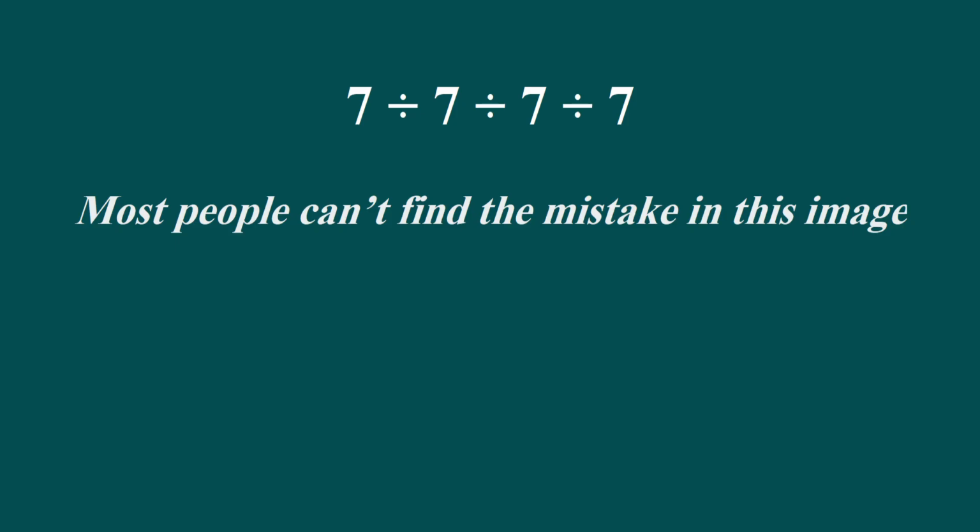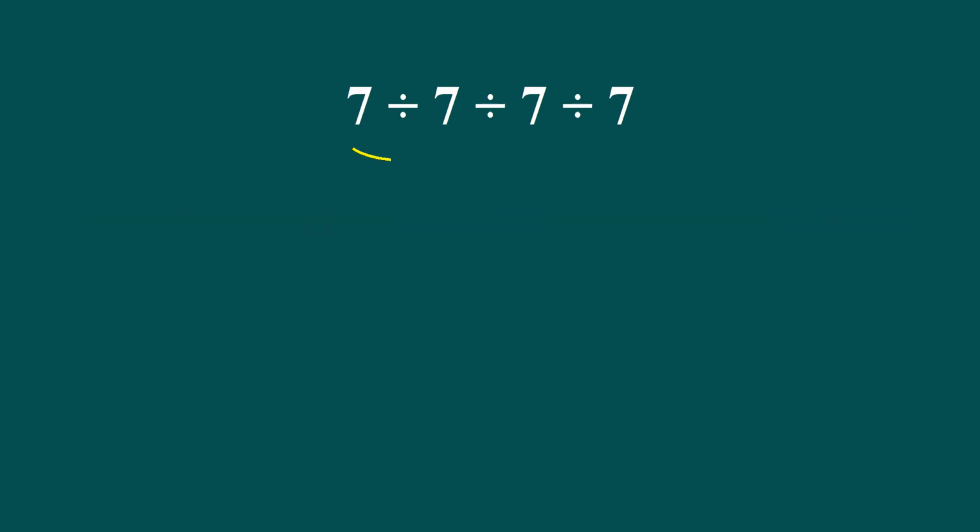In this episode segment, 7 divided by 7 equals 1, and 7 divided by 7 equals 1. Now we have this problem, 1 divided by 1 which equals 1. But this answer is not correct because according to the order of operations we must do this division, then this division, and at last this division.